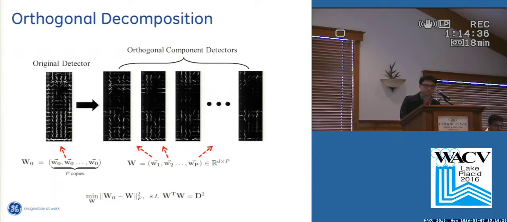So in more detail, the first step involves something called orthogonal decomposition. Given the original detector, our goal is to find a set of component detectors, W1 to WP, which can reconstruct the original detector while they are orthogonal to each other, which is guaranteed by the constraint here. And this formulation can be reformulated into a form of generalized orthogonal Procrustean problem and can be solved using a simple iterative approach.